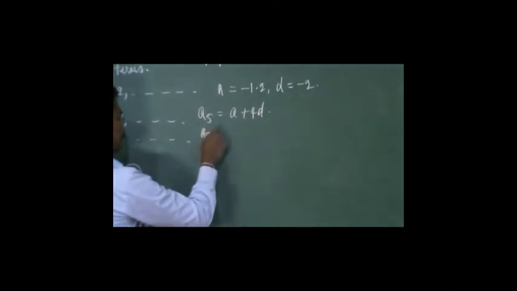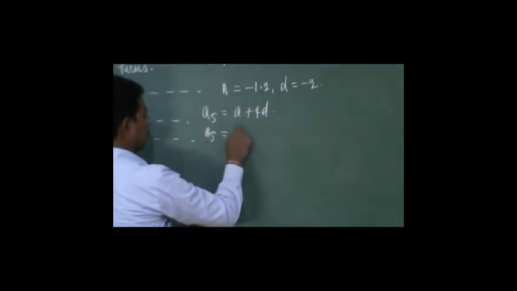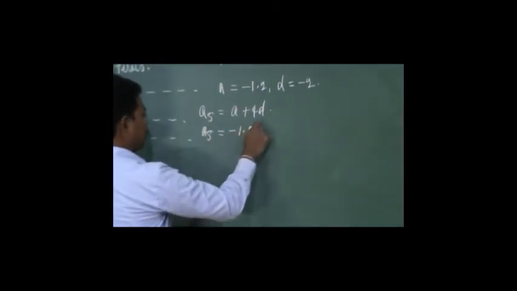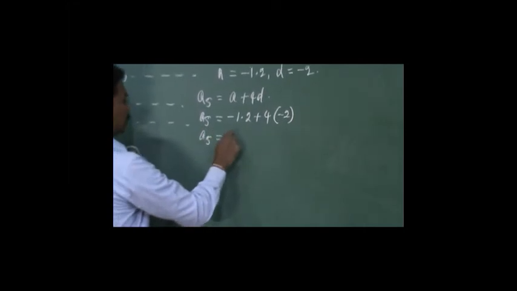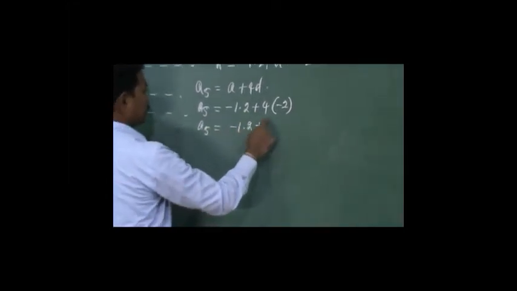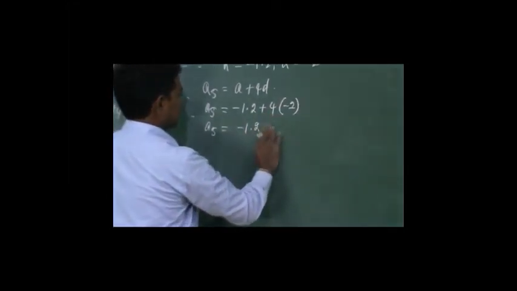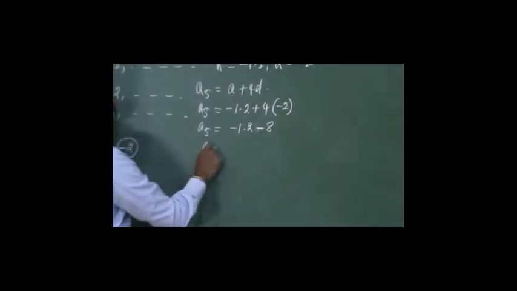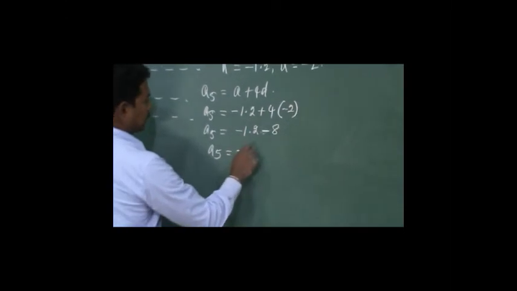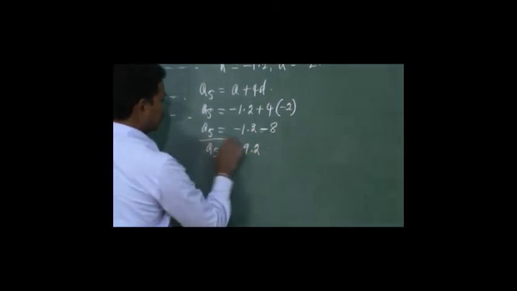So A5 is equal to A is minus 1.2 plus 4 into D is minus 2. So A5 is equal to minus 1.2 plus, okay, plus into minus is minus, 4 into 2 is 8. So A5 is equal to minus 9.2. The value of A5 is minus 9.2. Right? We'll go with the 6th term.